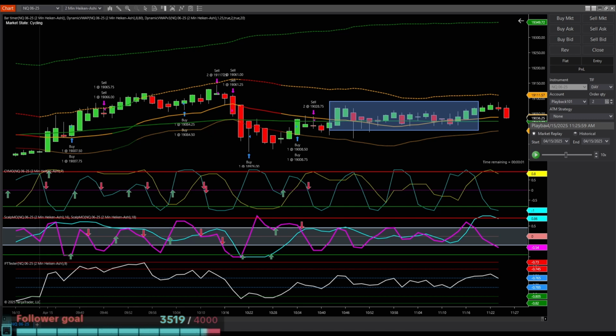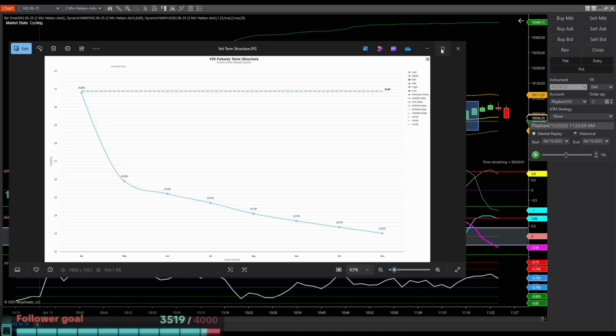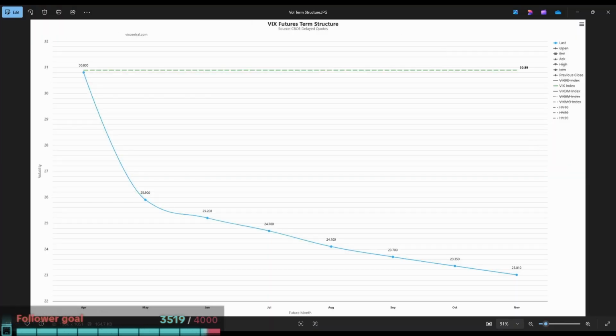So we used to watch this type of stuff all the time. Okay, let me just go ahead and put that there. Look at this chart right here. All right, guys. The market right now, this is the average VIX at 30.89.